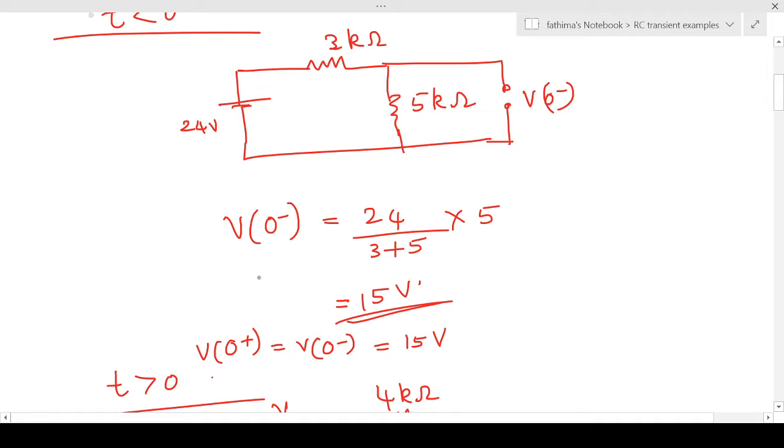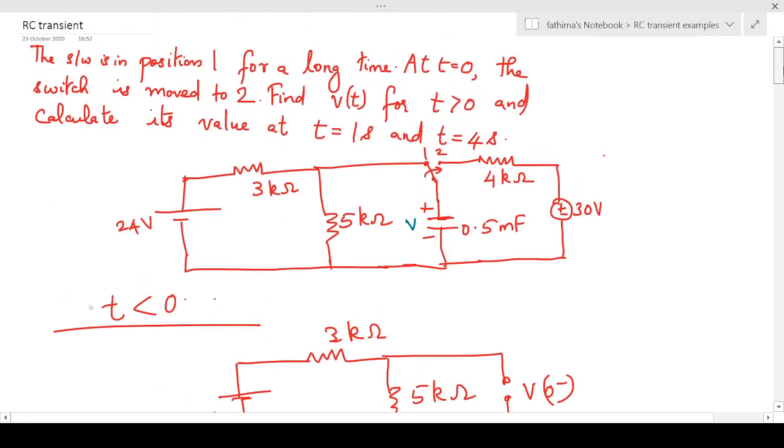And since the capacitor opposes sudden change in voltage, V of 0 plus, that is just after switching also, the voltage remains at 15 volts. So V of 0 plus is equal to V of 0 minus, and that is equal to 15 volts. So this is the initial voltage on the capacitor. Now at t equal to 0, the switch is moved to position 2.